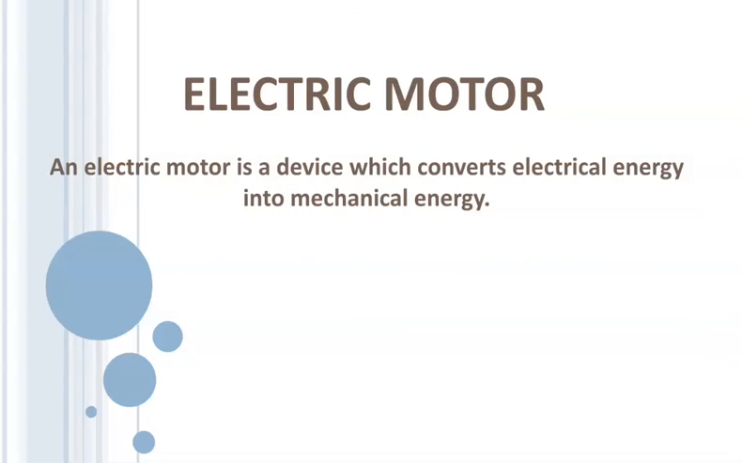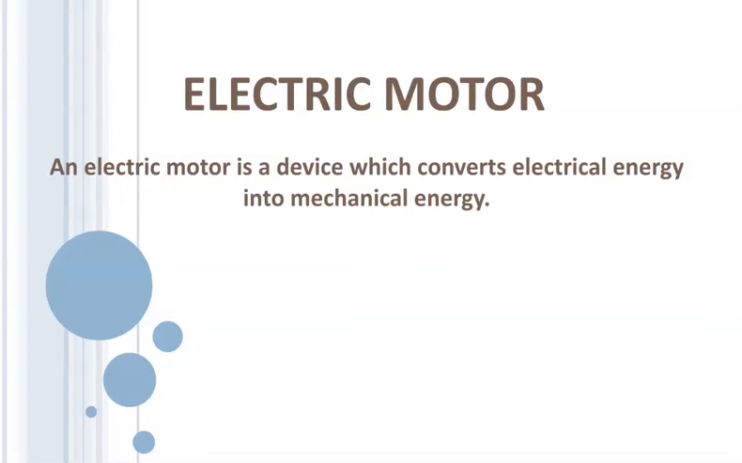Today we are going to discuss the topic electric motor. We know that in electrical gadgets such as fan, washing machine, juicer, mixer, grinder, etc., an electric motor is used to produce rotational motion by the use of electric current. What is an electric motor? An electric motor is a device which converts electrical energy into mechanical energy.